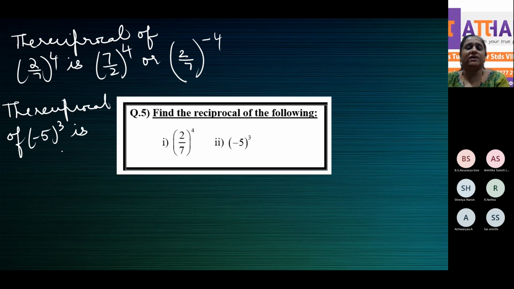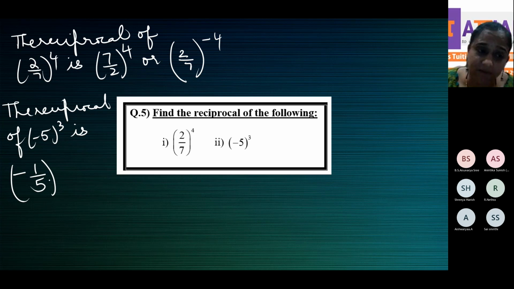Aishwarya, you have not answered anything, I think. Let me ask you. What's the reciprocal of minus 5 the whole power 3? Minus 1 by 5 to the power of minus 3. You're taking the reciprocal of the base and the negative of the power. You should do any one to write the reciprocal. 1 by minus 5 to the power of 3.